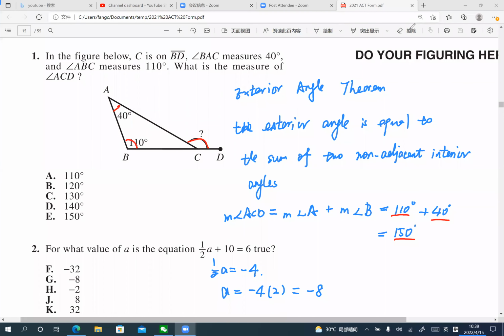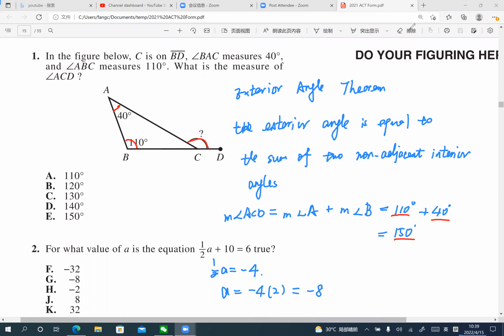ACT test 2, question 1. In the figure below, C is on segment BD, angle BAC measures 40 degrees, and angle ABC measures 110 degrees. What is the measure of angle ACD?